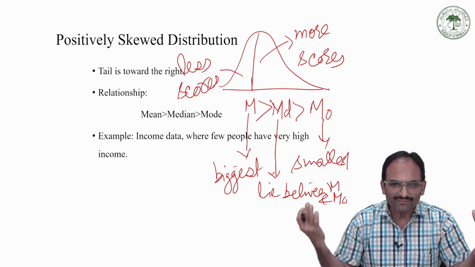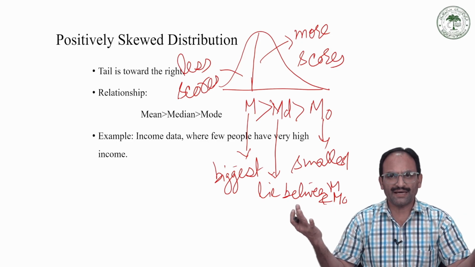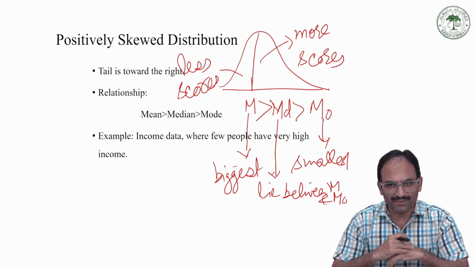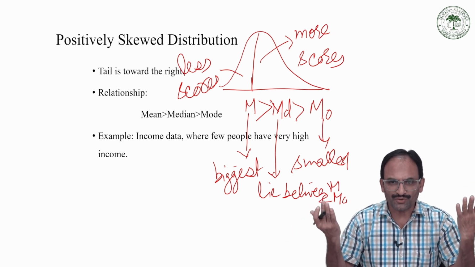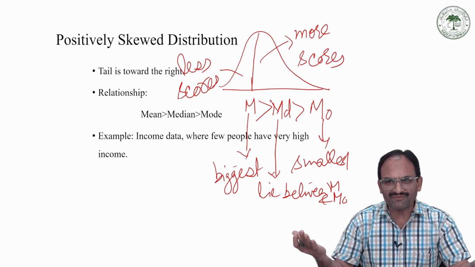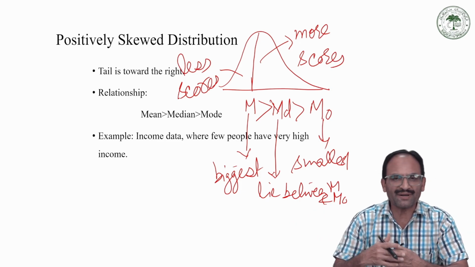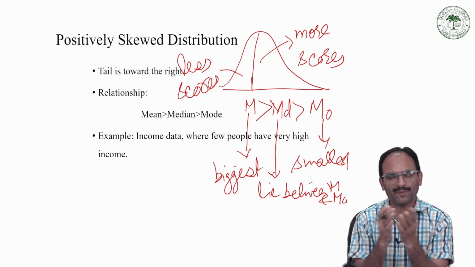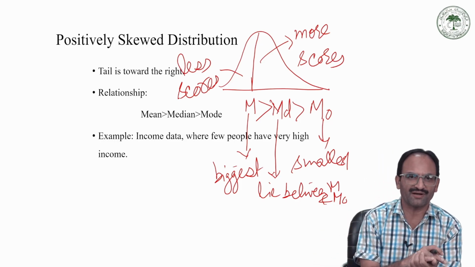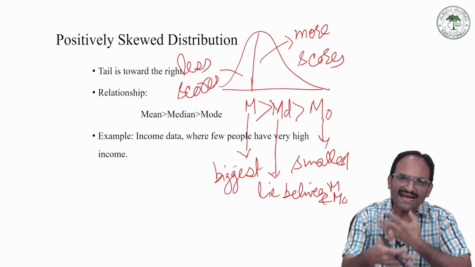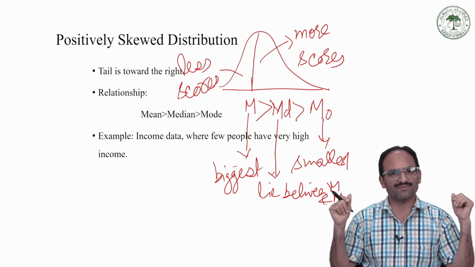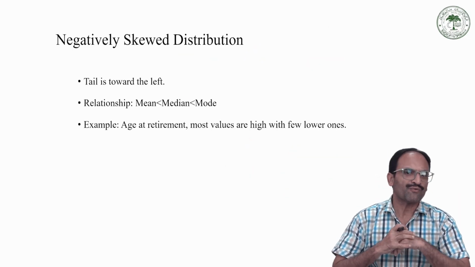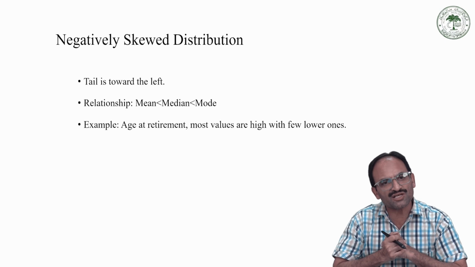There is an example. Suppose you are taking data on the income of the people. The moment you take the income of the people, what will happen? It will never happen that everybody has the same type of income. Few people will have high income, few people will definitely have low income. So in that situation, you will never get a symmetrical distribution, rather you will get a skewed distribution. Let's proceed ahead and see what the situation is in a negatively skewed distribution.